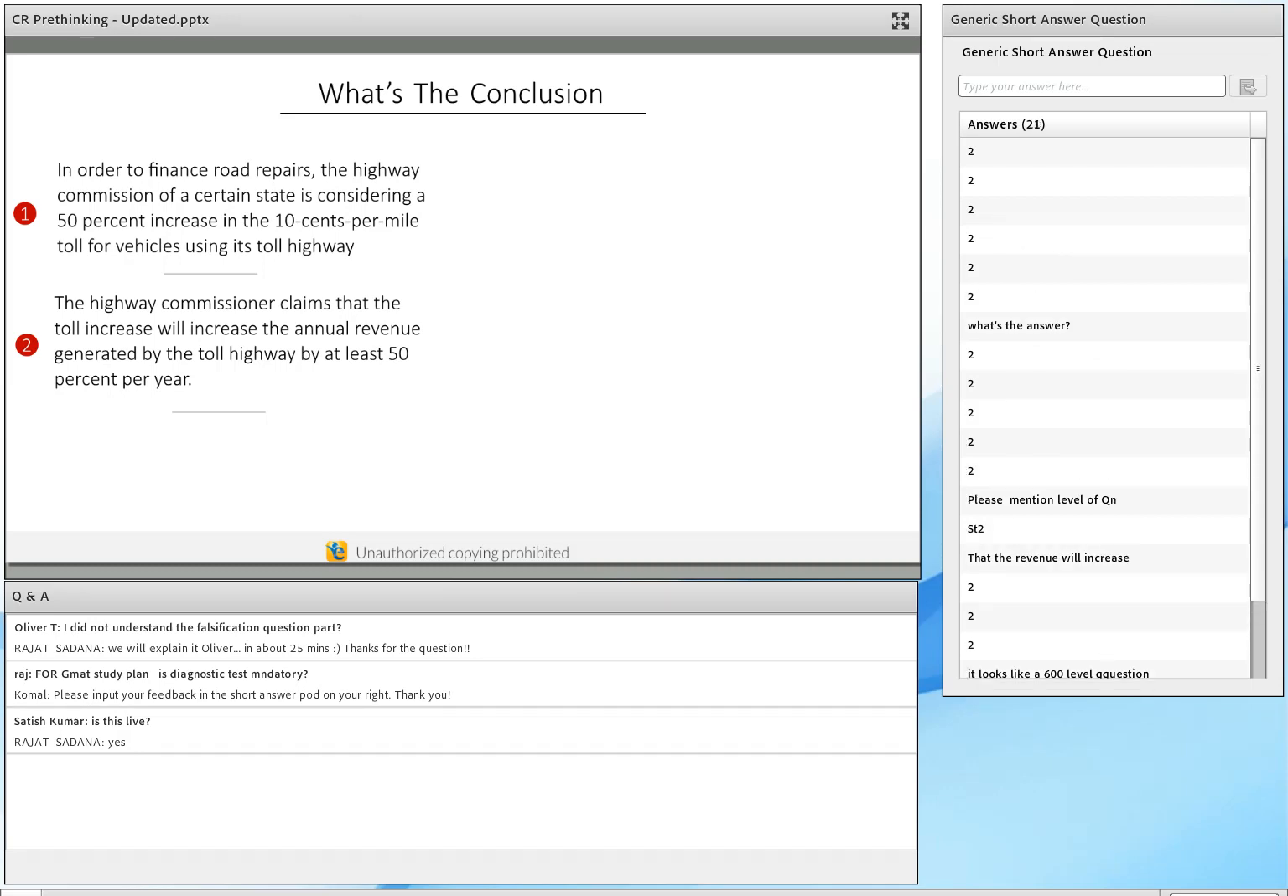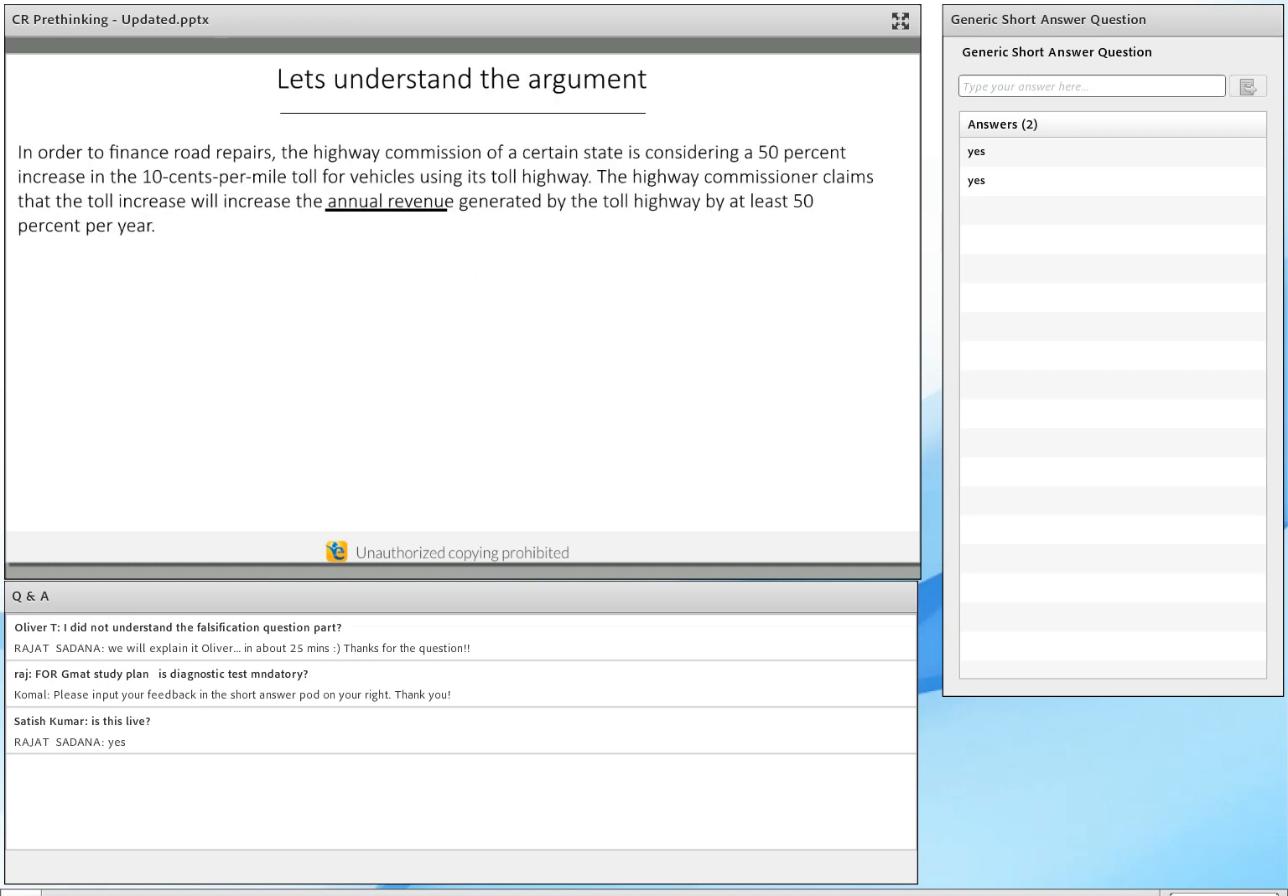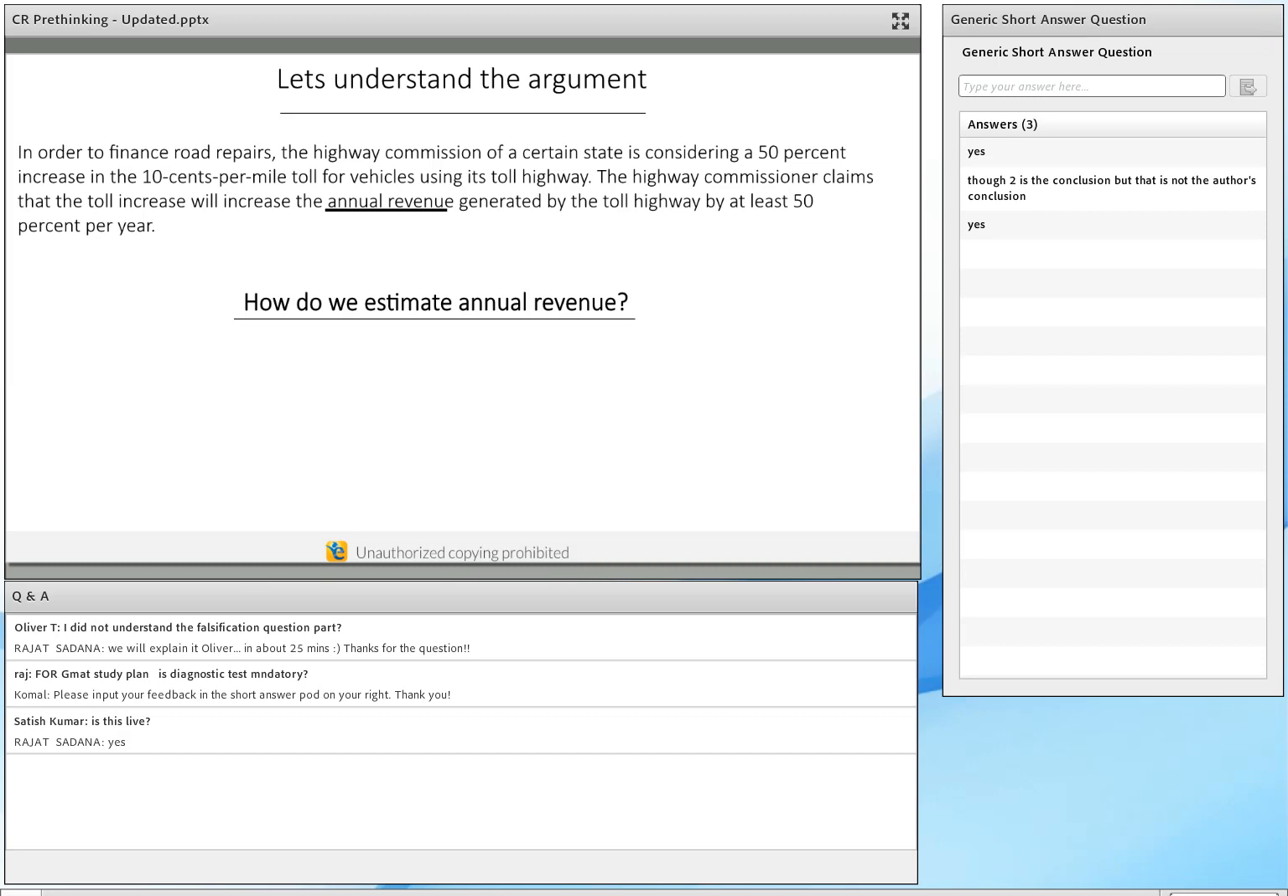Why? Because I see the words at least 50%. So at a bare minimum, it will be 50%. When you think about this argument, it's a very simple argument, super simple. There's nothing complex about this. This is a scenario that you can easily visualize if you want to. And even for an argument as simple as this, we can make this confusing. It becomes the author's conclusion when you look at the question stem. Okay. So how do we estimate annual revenue?